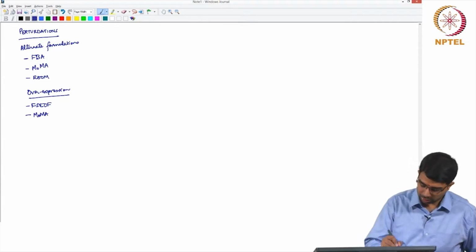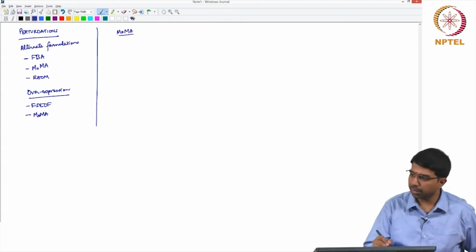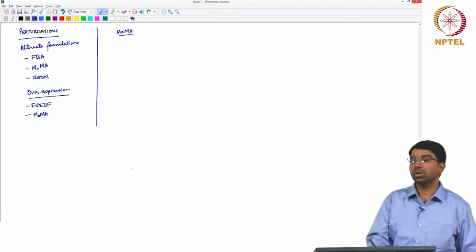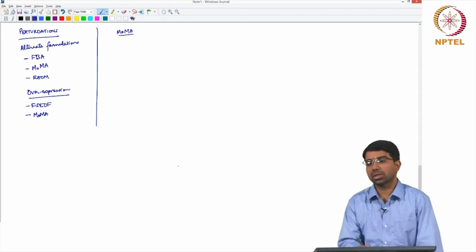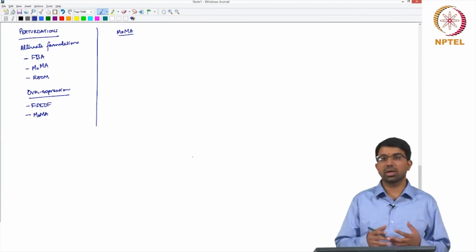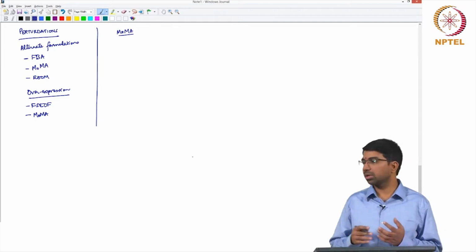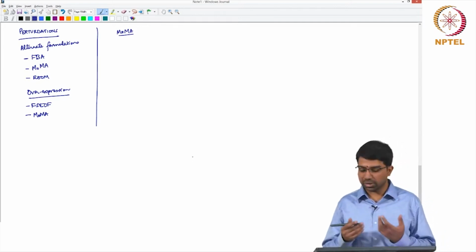So, what is MOMA, right? We now said that it is not very fair to say that the objective function must always be growth maximization, because there are cases where clearly the organism may not be able to sustain maximal growth, for example under several gene deletions or even a single gene deletion.